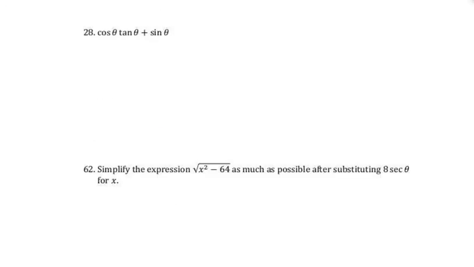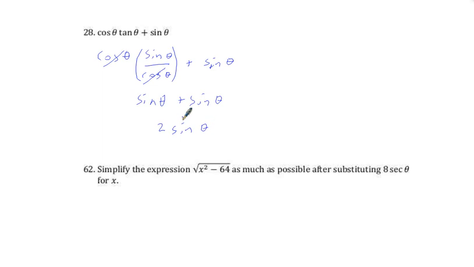In number 28, the directions are the same, and so we rewrite. Tangent is sine theta divided by cosine theta, and these are being multiplied, the cosine by the tangent, and we're adding sine theta. Cosine divided by cosine is 1, so this simplifies to just sine theta plus sine theta, which does simplify further. Since they are like terms, I can add them to be 2 sine theta.